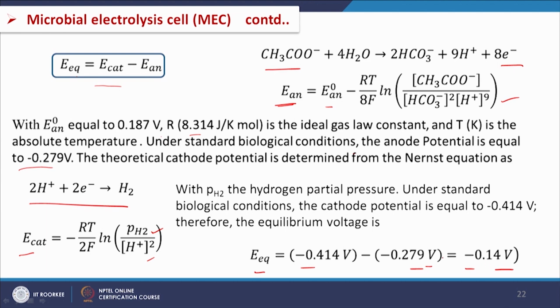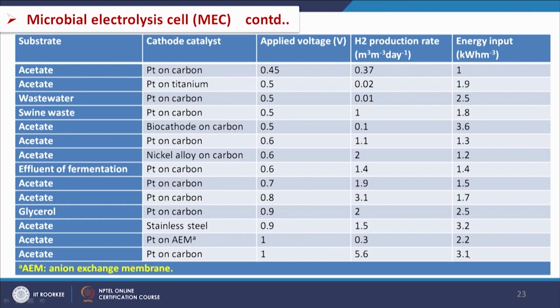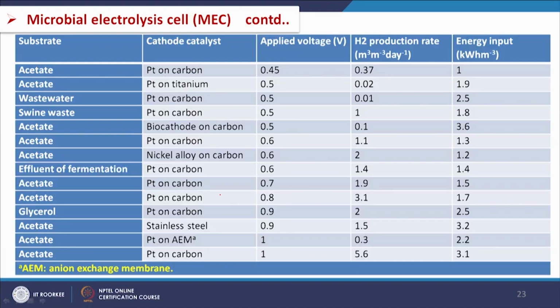This is as per this expression, but we have to provide some more. That is why a minimum of 0.2 is provided, and as we increase the external voltage, initially the hydrogen production rate increases. In some cases we may get an optimum value of this external voltage for maximum hydrogen production, and a good amount of research is going on. People are working in this area, using different types of cathode catalysts and different applied voltages, achieving different hydrogen production rates, and the energy input is also varied.